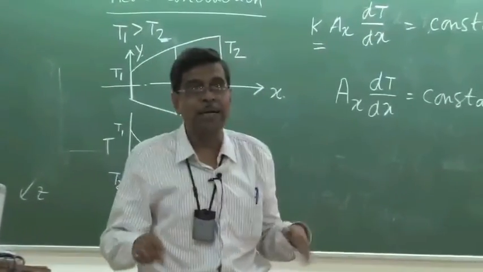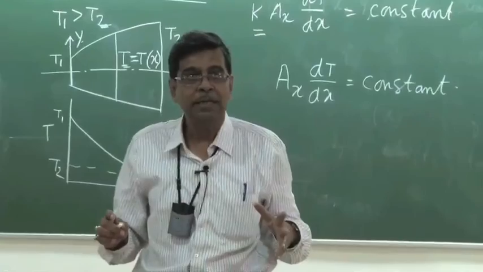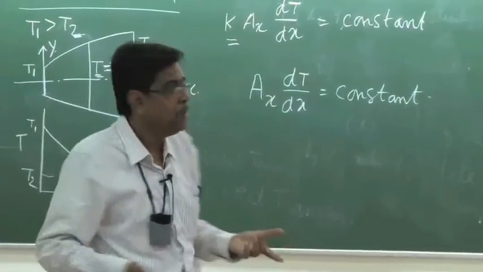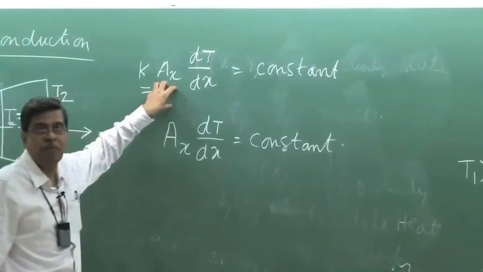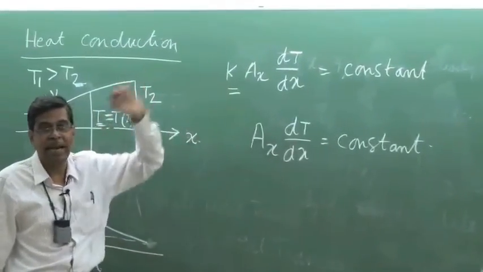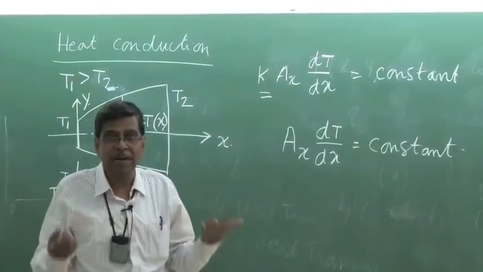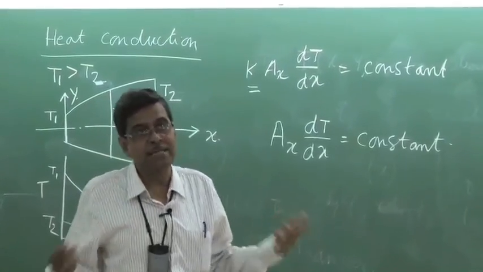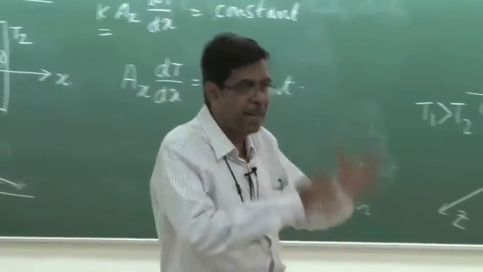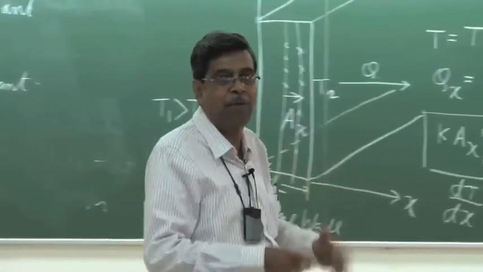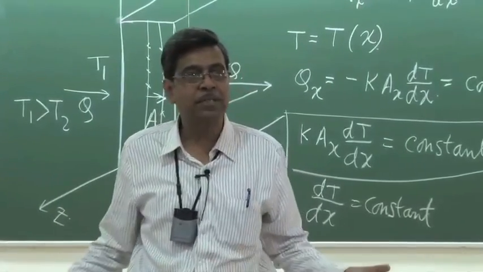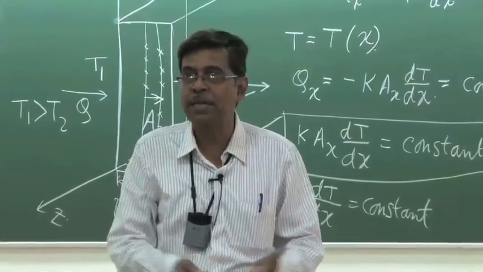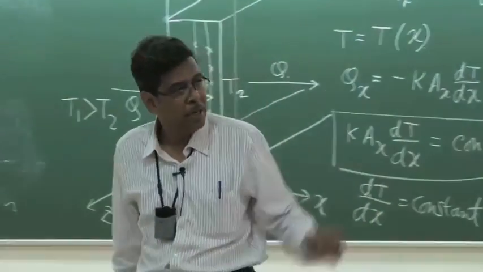So therefore, to find out analytically the temperature as a function of x, this all depends now on mathematics. So the concept of heat transfer ends here. K A dT/dx is constant. Now the rest is mathematics. A very simple, or the simplest case is that K constant, A constant, plane wall, then the mathematics becomes probably the simplest thing, that dT/dx is constant and a linear temperature profile. Okay.